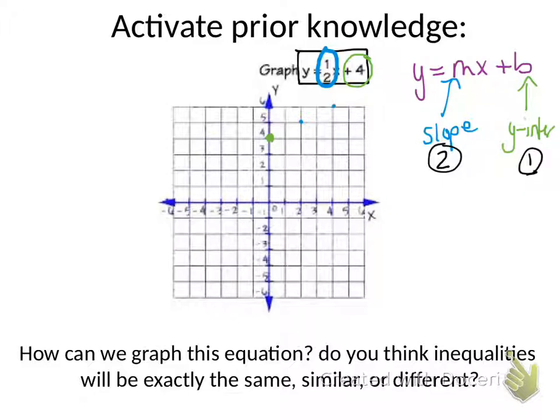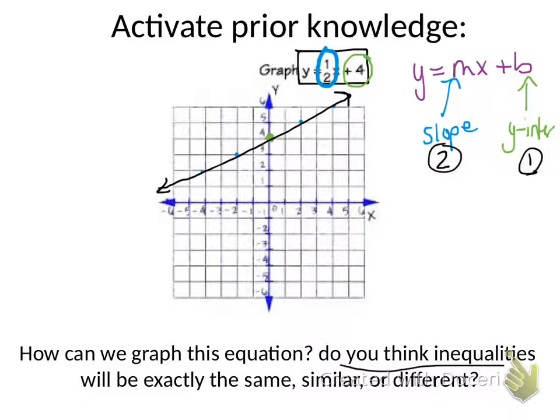To go in the opposite direction, we would do the negative of each. So down 1 and negative 2, or left 2, down 1, negative 2. And then we can connect those dots with a nice line. So that's how you graph an equation.